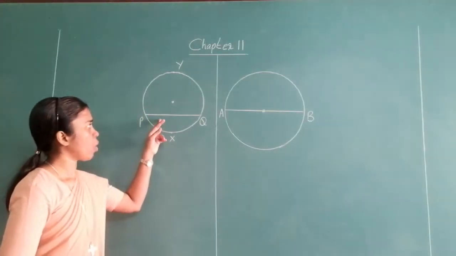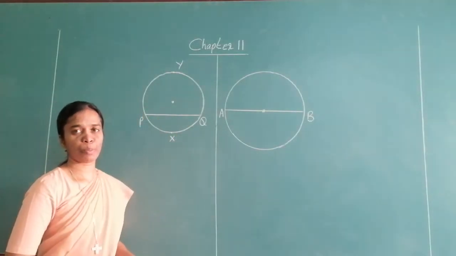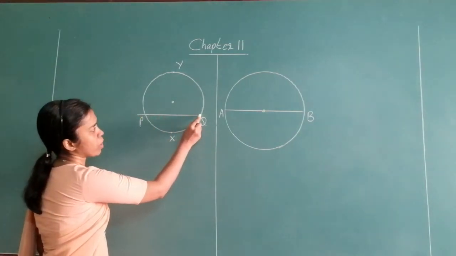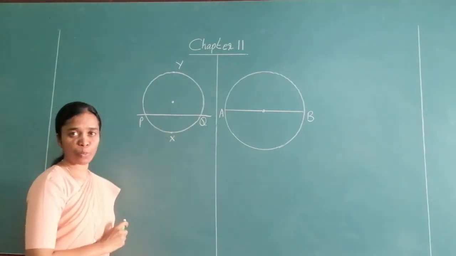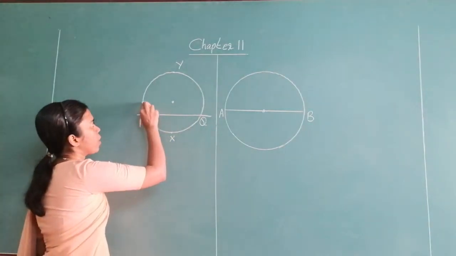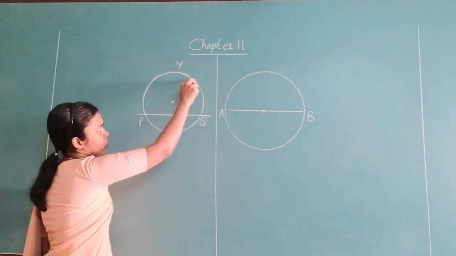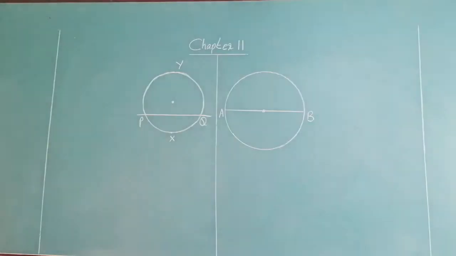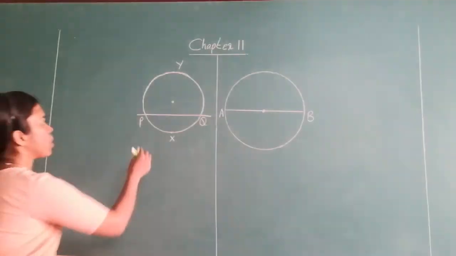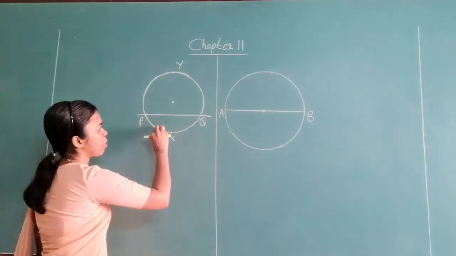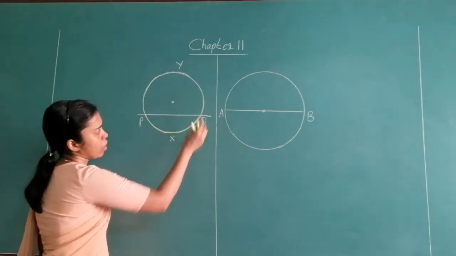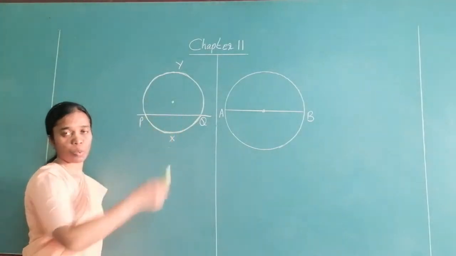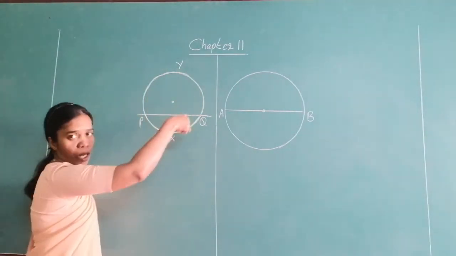Now you can see a chord. I have drawn a chord over here, PQ. If you look at this, the chord is actually dividing this circle into two parts. This is one part, what you see above. And this is another part on that circle. And you can also make out that this is a bigger part, and this is in the shape of an arc.